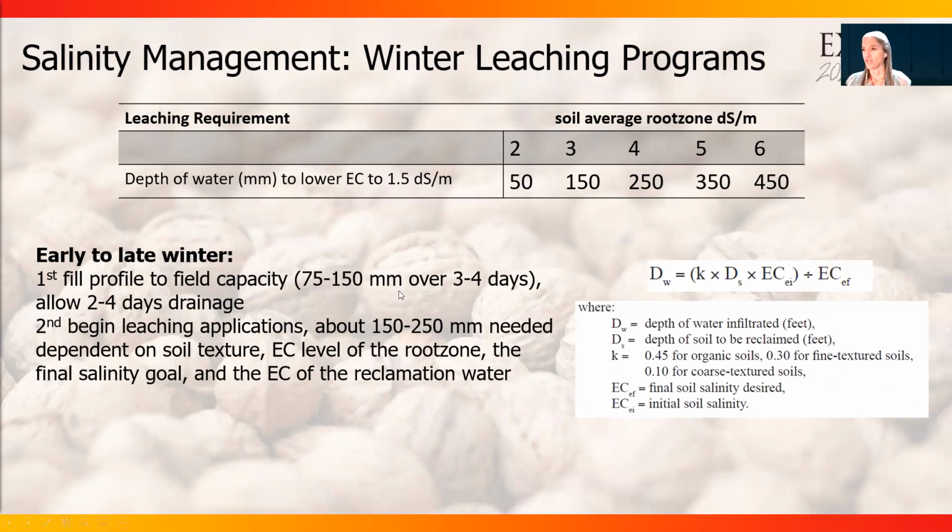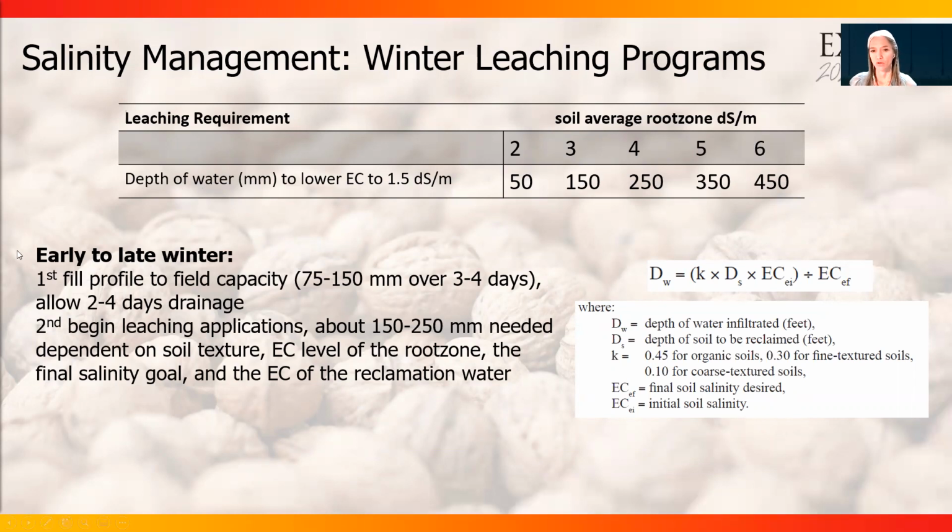So earlier I mentioned an in-season leaching fraction. This would be based on a winter leaching program. And so in the table here, we have the depth of water in millimeters that is needed to lower the EC by 1.5 decisiemens per meter. So if your average root zone EC is between 2 to 6 decisiemens per meter, this would be the depth of water in millimeters that you would need to apply during that winter period to make a change.